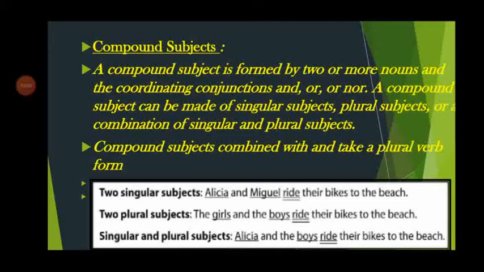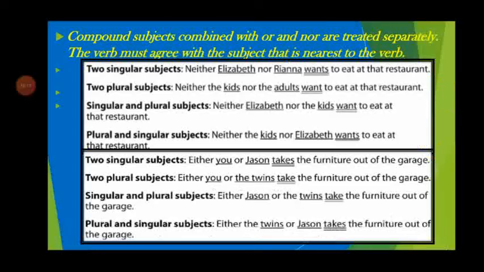So here, in the first case, whether two singular subjects, two plural subjects, or even one singular and one plural subject are combined together, the subject is considered to be plural. So the verb always takes the plural form.